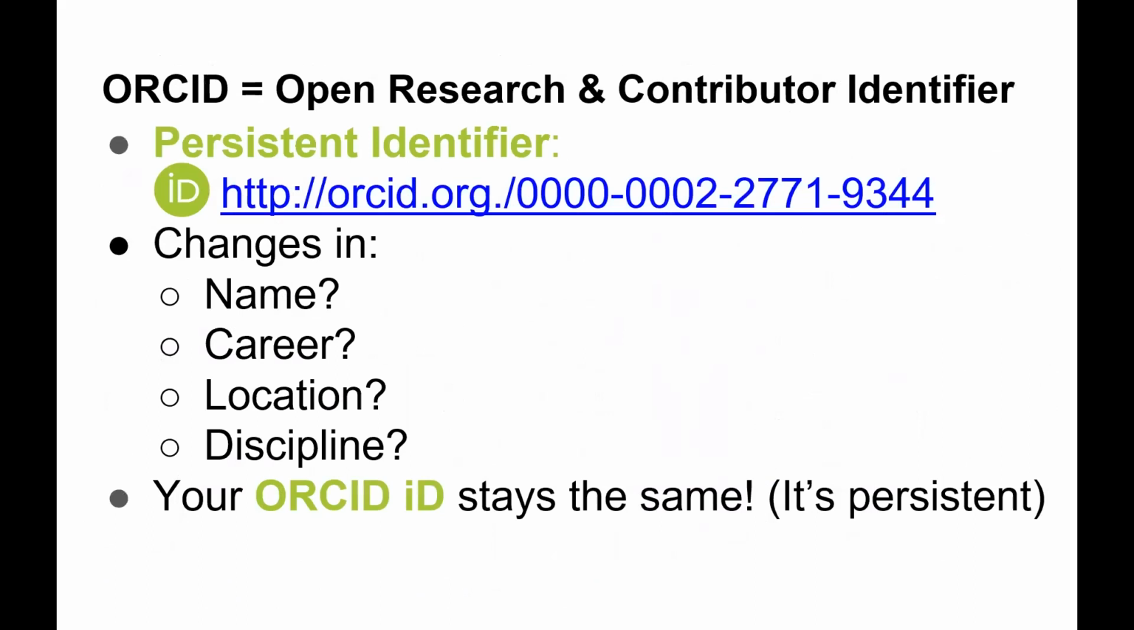ORCID helps solve this problem of name ambiguity by providing a free service where you register to create your own unique persistent identifier, which we call an ORCID ID. This is used to distinguish yourself throughout your career, despite changes in your name, in your career, in your location, your discipline, so many other variables. No matter what changes come, your ORCID ID always stays the same.